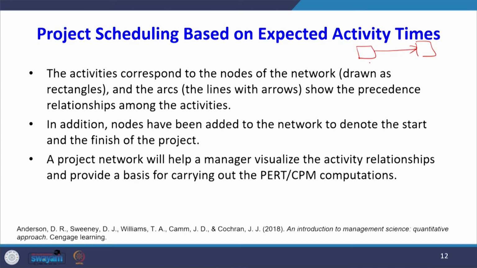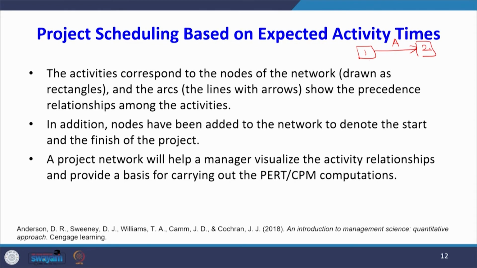The node represents, for example, if I say activity A, this is the start of that activity A, this is a node. Node 2 is another node, and the activity is A. There is a distinction between node and activity. Activity will consume time and resources, but a node is just to indicate when the activity started or when the activity will be finished.